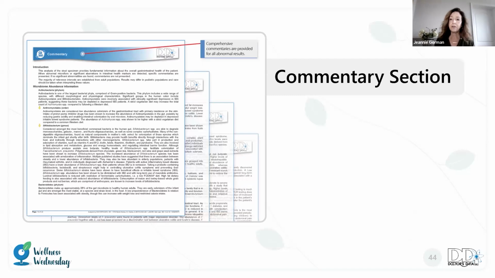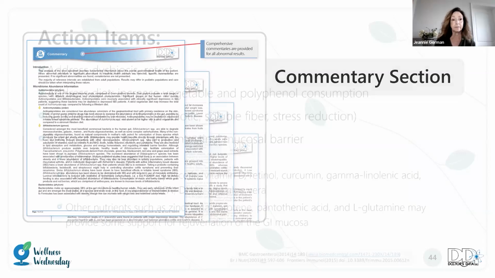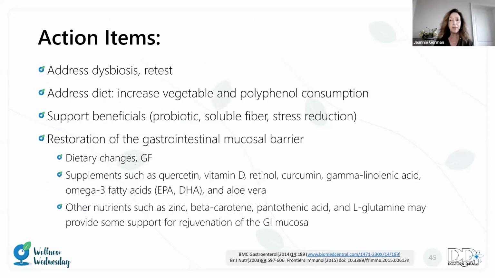The rest of the test then, after the sensitivity, if that is provided, is going to be commentary. We're going to give you details on anything we found that was out of range, everything from the microbiome all the way down to the stool chemistries markers. In the case of the sample that I brought up for that standard American diet, we would be addressing the dysbiosis and retesting. We'd be addressing the diet, of course. After your treatment, we'd be supporting with a rebuild of the beneficials with fiber, probiotics, and stress reduction, of course. That's always an impact. And then looking into the potential of rebuilding that gastrointestinal mucosal barrier with some of these strategies here.